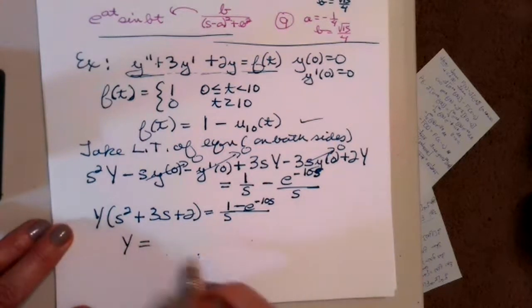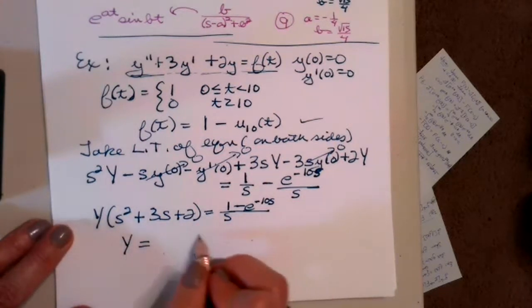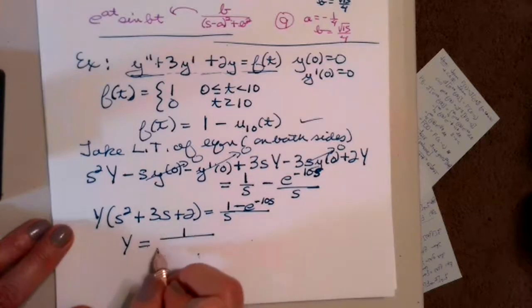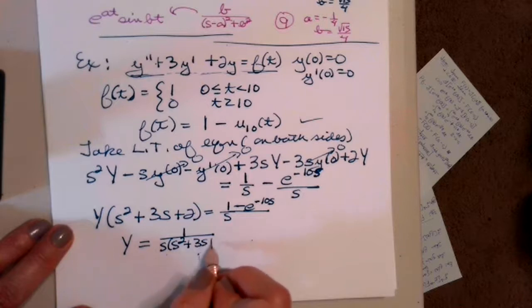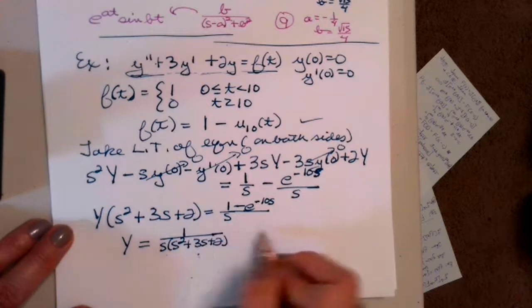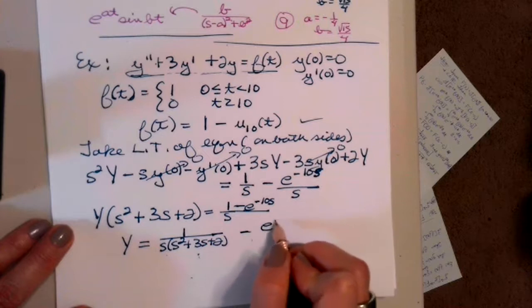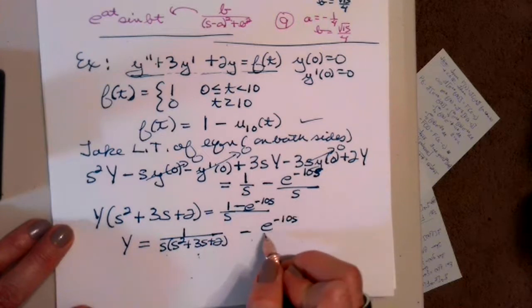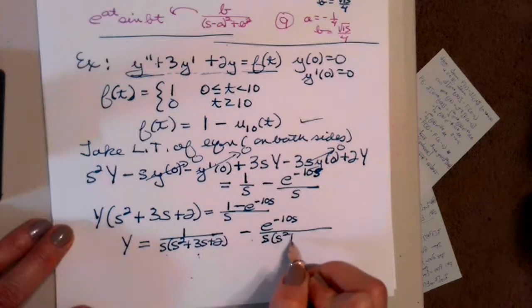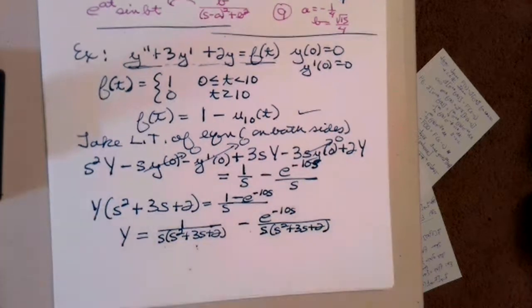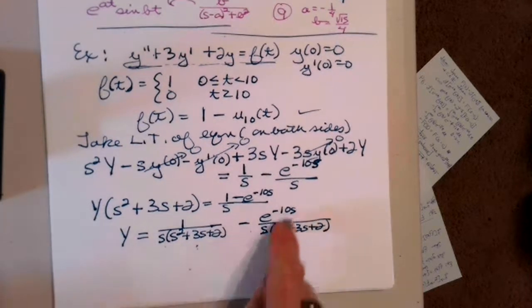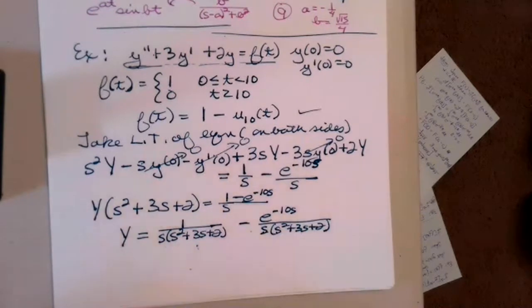So Y is equal to, now I'm going to write it as 2 separate pieces: 1 over s times s squared plus 3s plus 2, minus e to the minus 10s over s times s squared plus 3s plus 2. So again, like before, except for that exponential factor of e to the minus 10s, and we can compensate for that later.